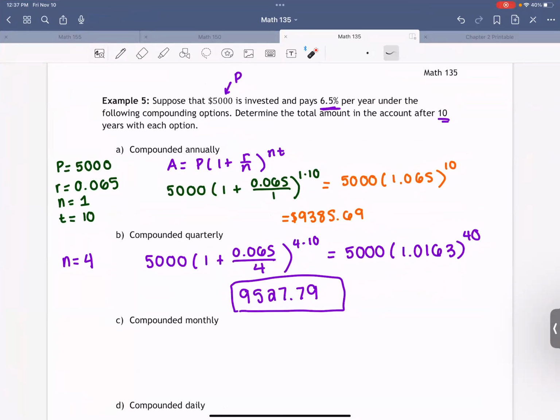Yes. Okay, so if we compare what happens on this question compared to the last one, it looks like compounding more gives us a little bit more money too, which is interesting to see.